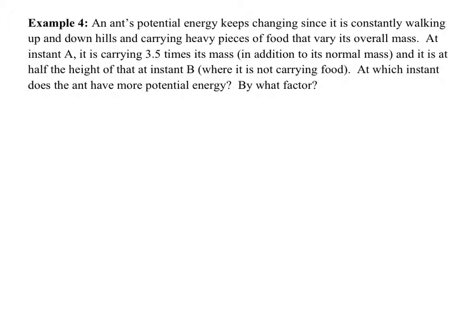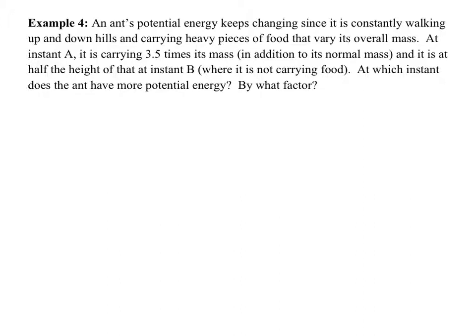At instant A, and I want you to visualize, please, visualize as you hear this. At instant A, it's carrying 3.5 times its mass, which is what ants can do. We can never do that. Imagine carrying 450 pounds and walking on your back. It's very heavy. Ants' body strength, they can carry up to like 6 times their mass. So they're carrying 3.5 times their mass in addition to their actual mass, obviously. And it is at half the height than it is at instant B, where it's not carrying food. So now it's only its own mass. At which instant does the ant have more potential energy, and by what factor?